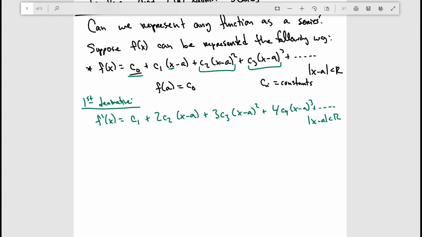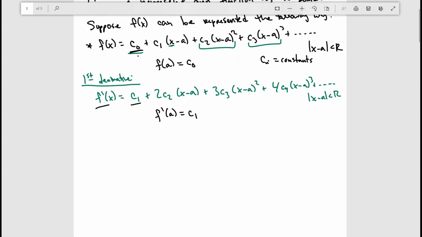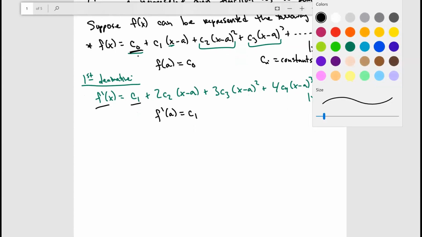Well, in this case, if I were to plug a into this particular function, I'm just going to get c1. So that means if I don't take any derivative, I get the first constant, c0. If I take the first derivative, I get the second constant, which is c1. Okay, so what do you think is going to happen when I take the second derivative?